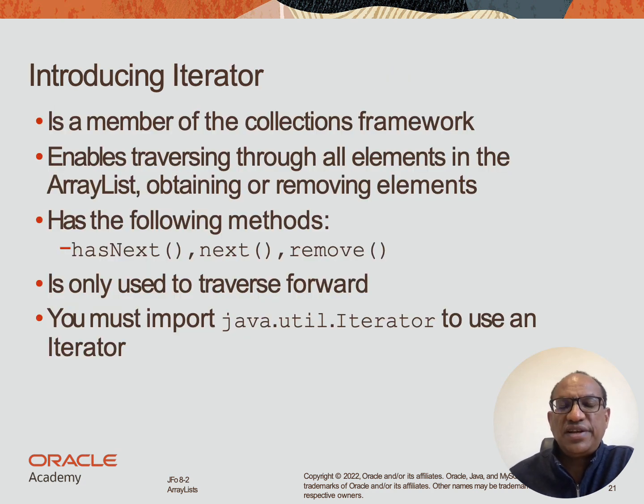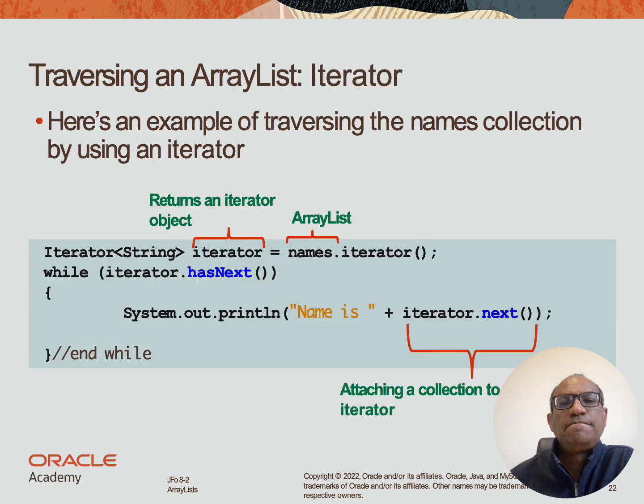For more control, use an iterator. You import java.util.Iterator, then create an iterator object: Iterator<String> iterator = names.iterator(); while iterator.hasNext(), print name is iterator.next(). You can also safely remove items during iteration. To use an iterator to cycle through the contents of an ArrayList, follow these steps. Call the collection's iterator method, set up a loop that makes a call to hasNext, and have the loop iterate as long as hasNext returns true. Within the loop, obtain each element by calling next.